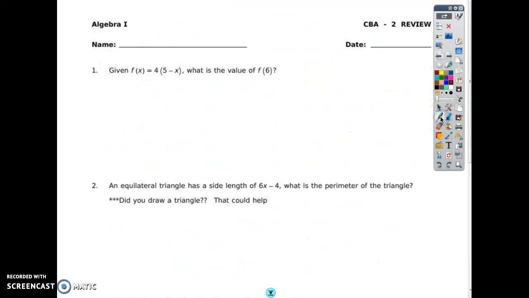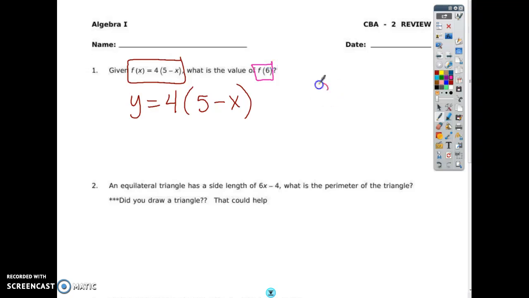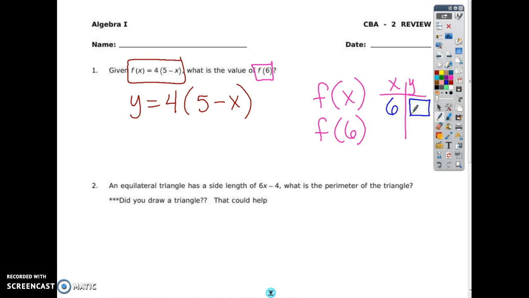Problem number 1, they gave you an equation. I need you to write this down. That's like saying y equals 4(5 minus x). Okay? And they gave you f of 6, which is normally f of x, right? But now they're telling you it's f of 6. So that means my x needs to be 6. So when I put this in decimals, what I'm looking for is what happens when x is 6. So if I make a table out of that information, 6 is going to give me what? That's the answer that I'm looking for.